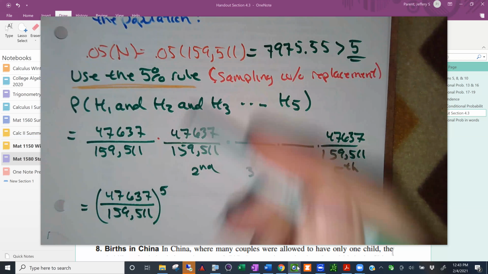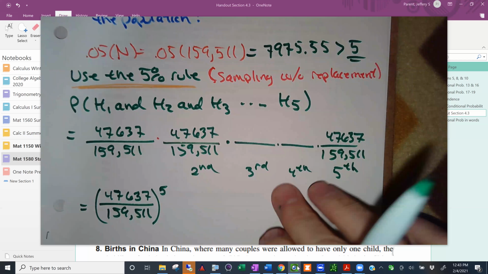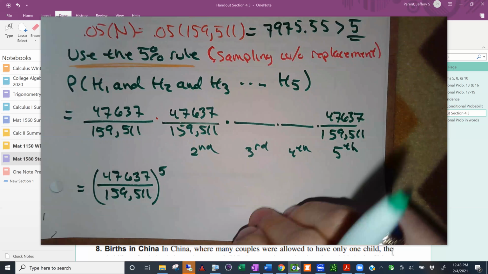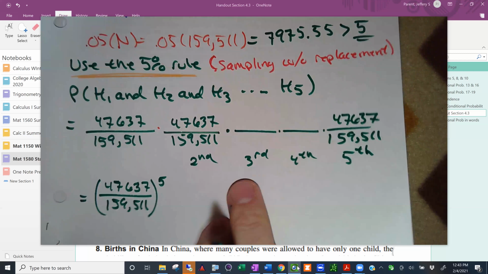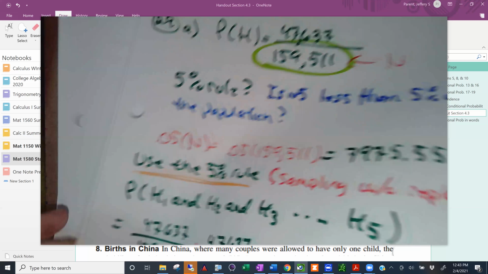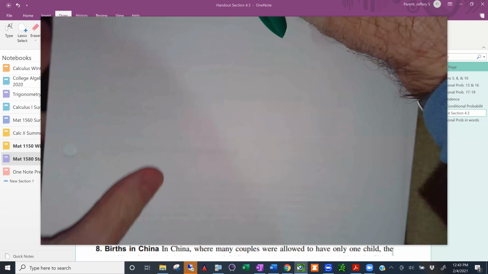The 5% rule is what lets us use independent events and multiply these like we did. If we didn't have that, this would be a real pain of a calculation. It's not something I'd want to put into my calculator. I don't mind doing one of these, but doing 5 of these would be kind of a pain. But let me show you what that would look like if we didn't use the 5% rule.